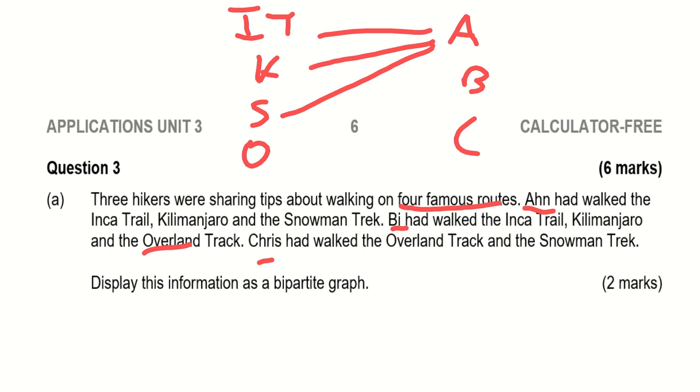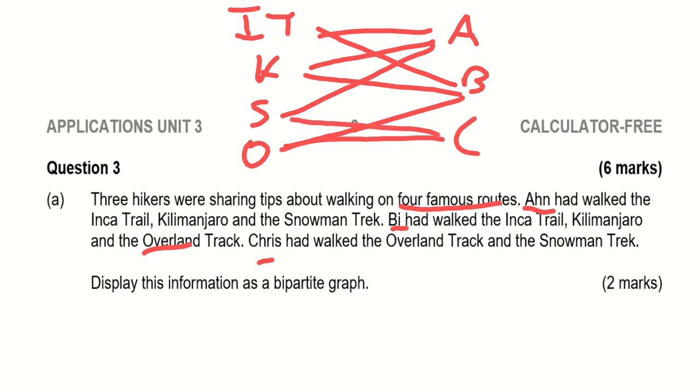Bai had walked the Inca Trail, Kilimanjaro, and the Overland Track. So that's 3: Inca Trail, Kilimanjaro, and the Overland. And Chris had walked the Overland and the Snowman. See how I'm saying it as I'm drawing it just to make sure I don't make any silly mistakes. And that's your answer for the first one.